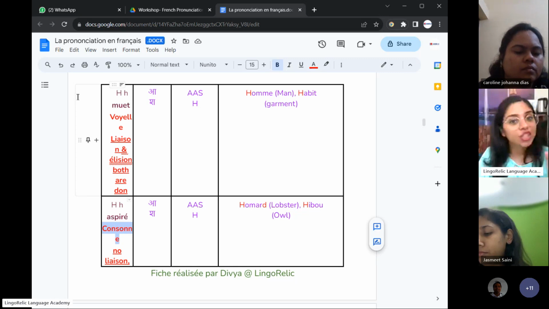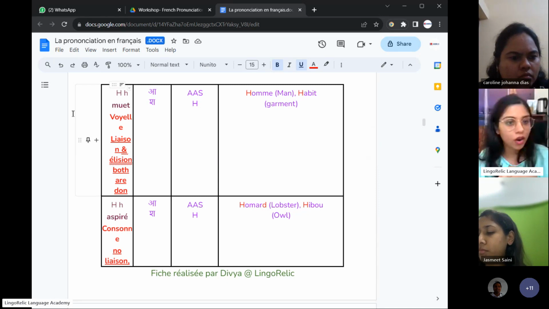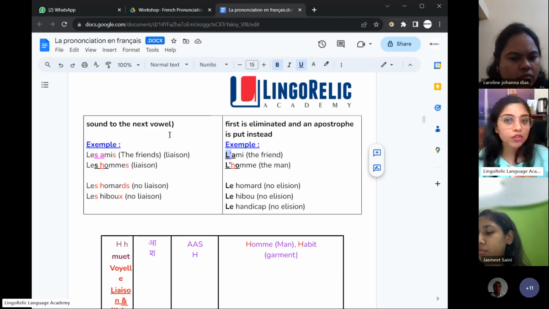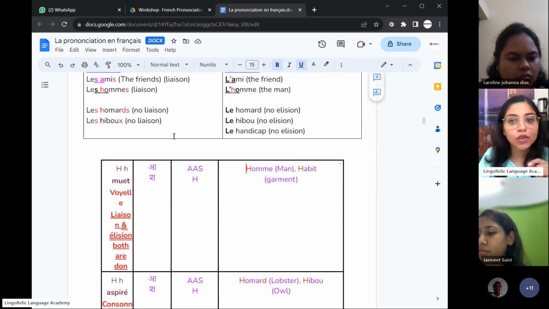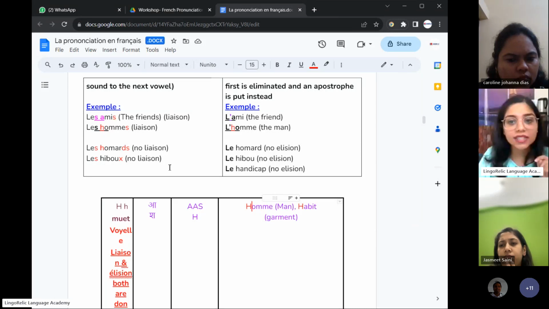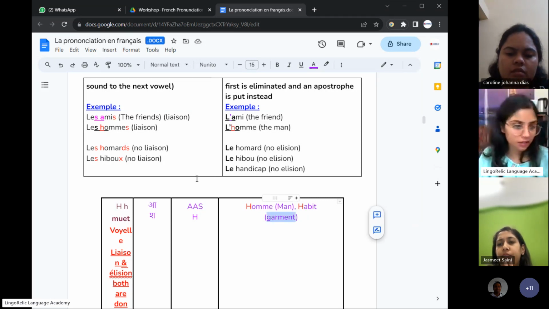So with ash muet, you have to do liaison and elision both. Liaison yani the transfer of consonant sound onto vowel is done, and elision yani ki this L apostrophe thing is also done with ash muet. So for example, you have habit. Habit means garment, not habit. Okay, please mind you. So in these cases, you will have to make it l'homme, L apostrophe ke saath homme, and L apostrophe ke saath habit. So it becomes l'habit, as in the garment.